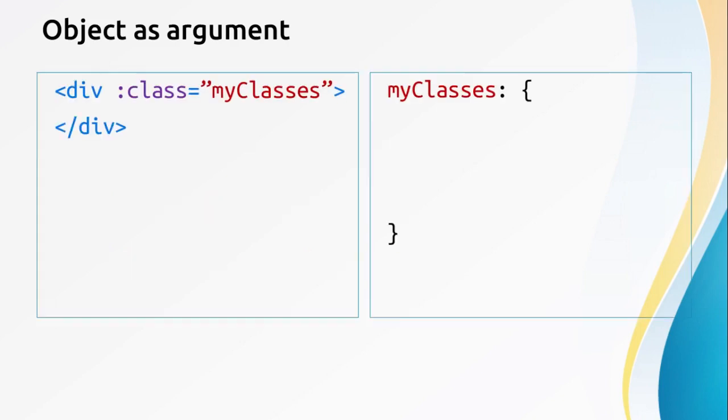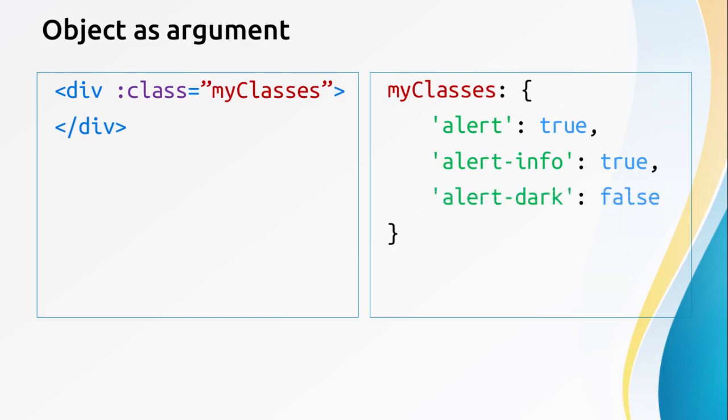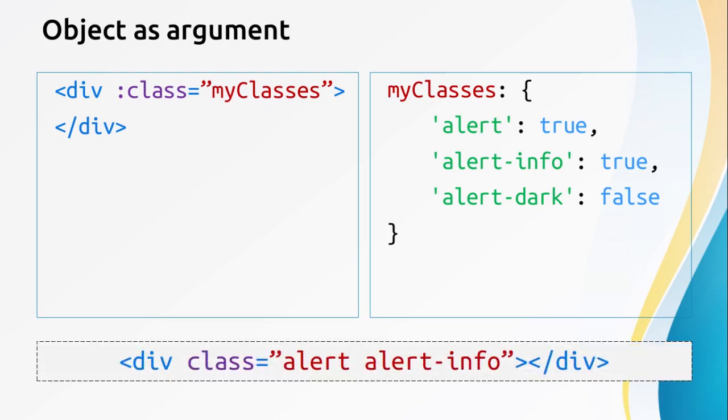Now, for example, I have a div and I bind the class attribute to myClasses. The myClasses here, for example, can be defined in the data property. Here we have alert with condition true, then alert-info class also true, and alert-dark is false. Now, when the page is rendered, this div will have alert and alert-info classes, because besides alert-dark, everything is true.